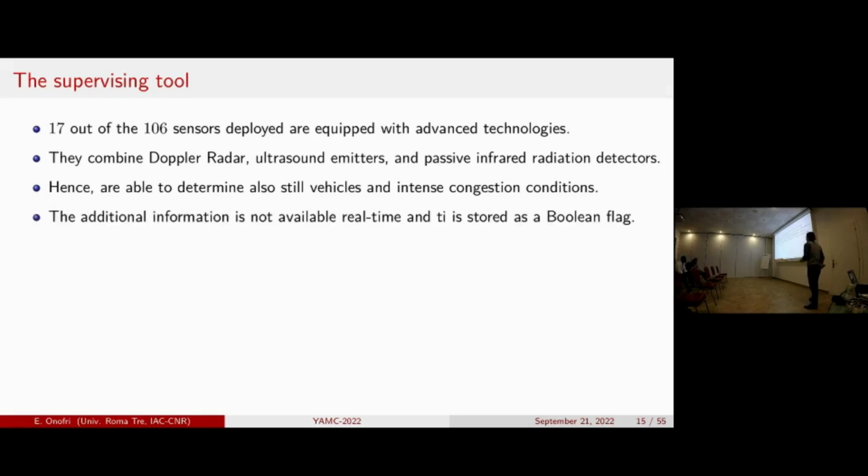The additional information is stored as a Boolean flag, but it is not available at the present time. And this is also very important. And one of the work was, in fact, to make all the sensors able to detect between these two conditions. So we will use this data as our ground truth.